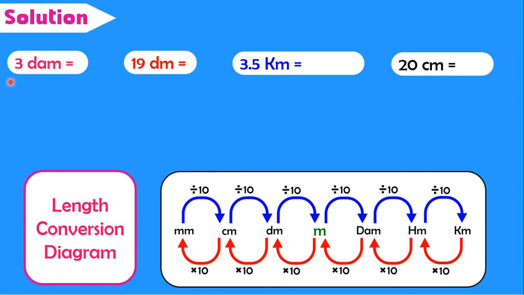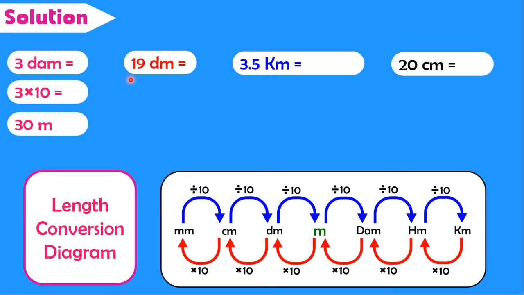We have 3 decameter. Notice that here I put the diagram of conversion of length units to let us see how to divide or multiply. So we will start with 3 decameter. I have to convert from decameter to meter, so I am moving to the left, so I have to do multiplication. Multiplication by what? By 10. So 3 times 10 will give us 30 meters. So 3 decameter are 30 meters.